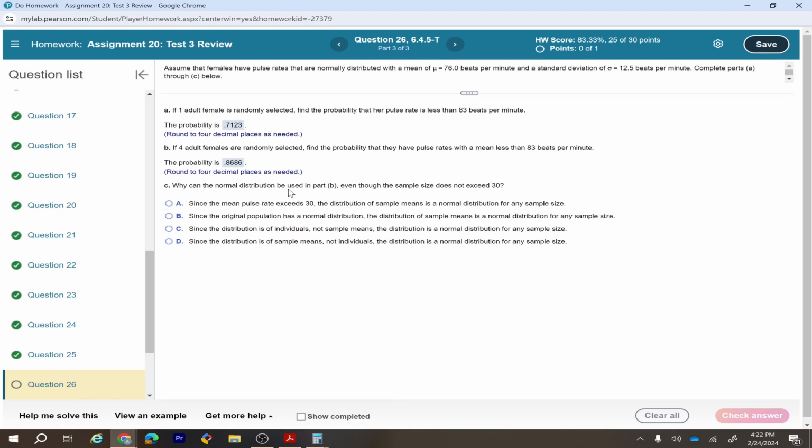Why can the normal distribution be used in part B? Because the original population is normally distributed. That's the one reason. Since the original population has a normal distribution, the distribution of sample means is also normal.